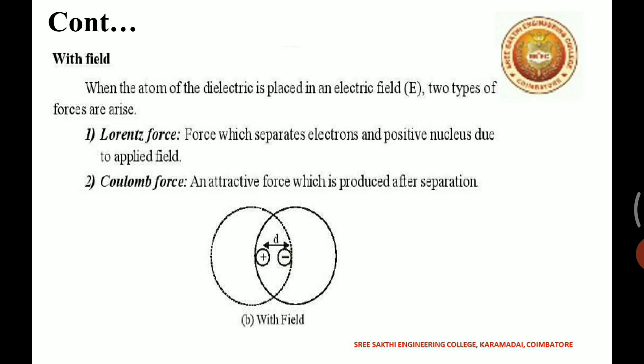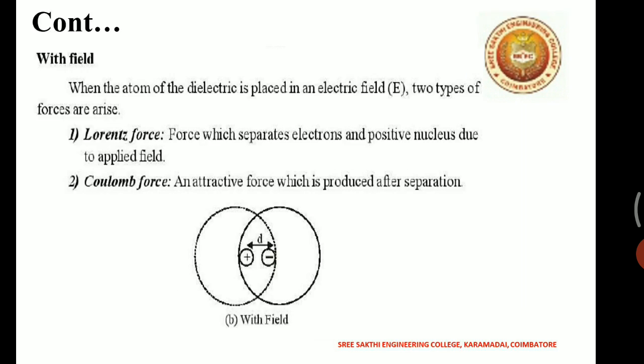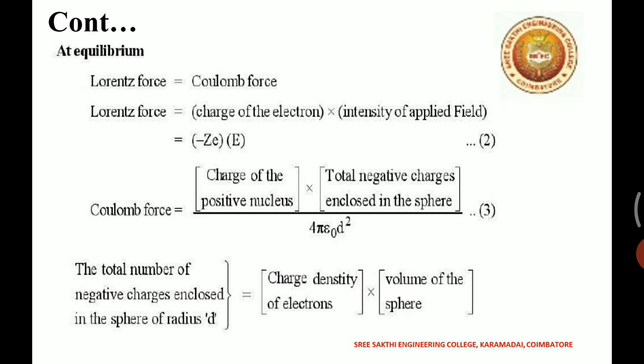Since Lorentz force and Coulomb force are equal and opposite in nature, at equilibrium Lorentz force will be equal to Coulomb force. So let's find Lorentz force. Lorentz force is given by charge into the field applied. So the charge, we have taken as minus Ze because it separates in two equal and opposite directions. So we indicate it with the negative sign.